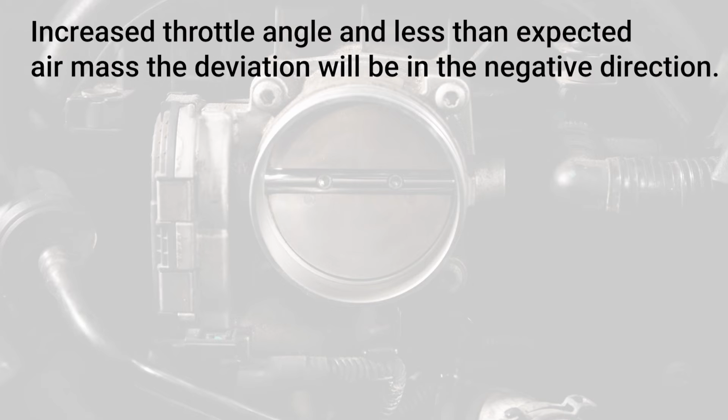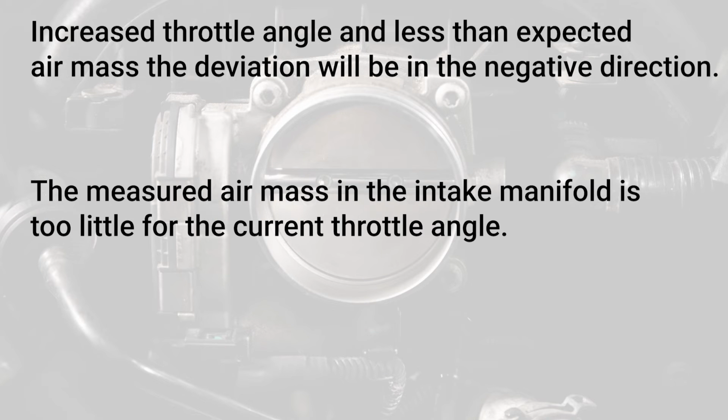If you have increased throttle angle and less than expected air mass, for example from a dirty throttle plate or leaking throttle plate shaft, the deviation will be in the negative direction. This is because the current air mass in the intake manifold is too little for the current throttle angle.